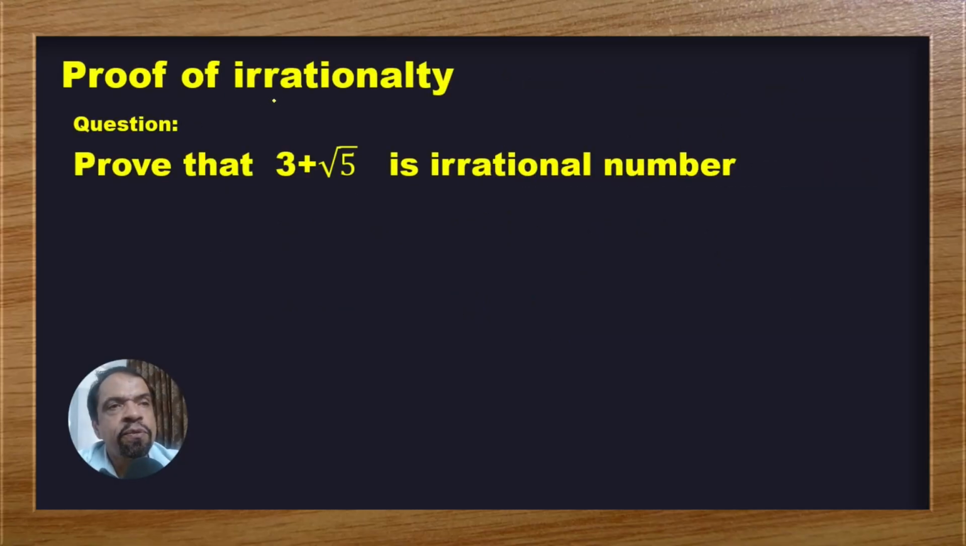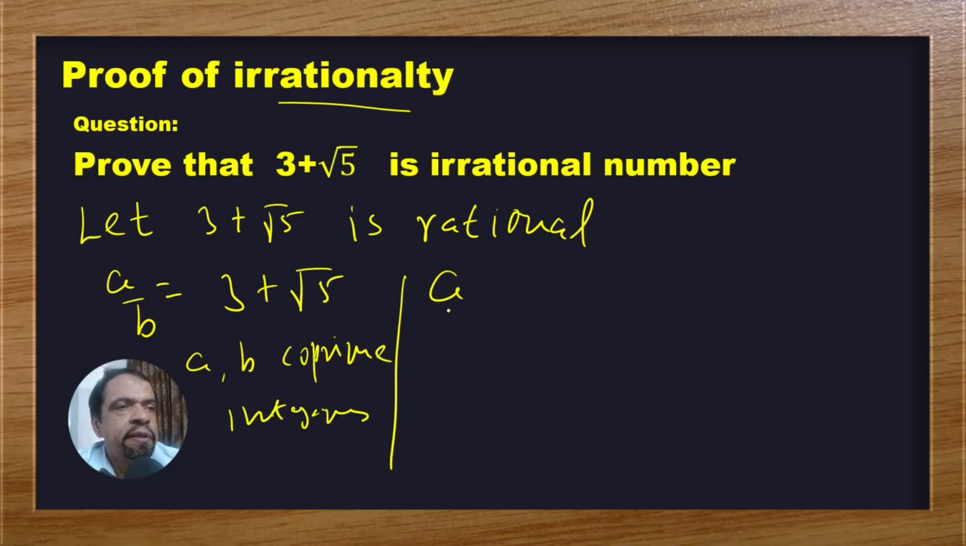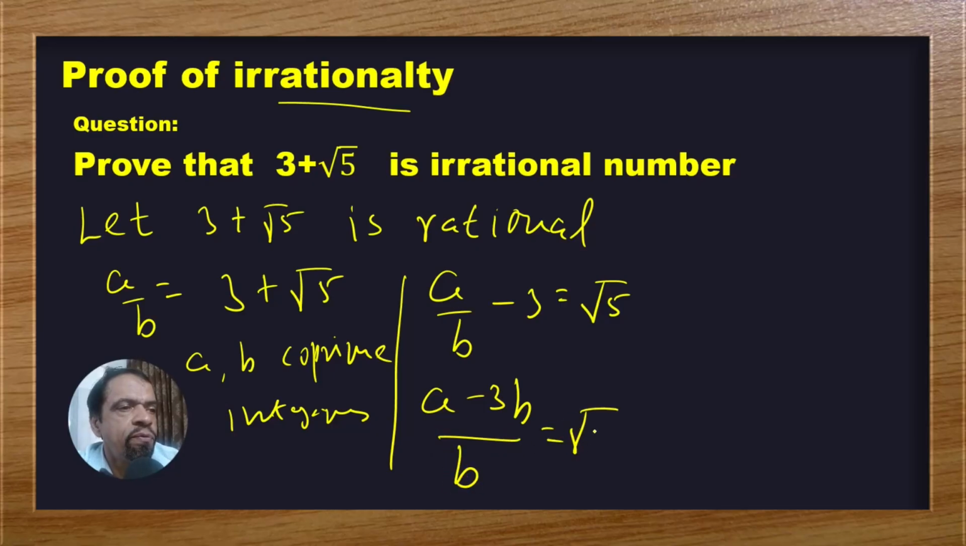Now see student, in the proof of irrationality, another kind of question is: prove 3 plus root 5 is irrational. This is very easy. Again, we will start with the same procedure. Let 3 plus root 5 be rational. So let us suppose a upon b is 3 plus root 5, where a and b are co-prime integers. Now in this kind of question, we will rearrange, we will shift 3 here, so (a minus 3b) upon b is equal to root 5.